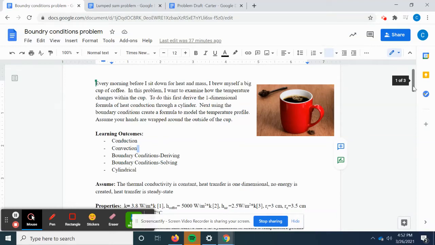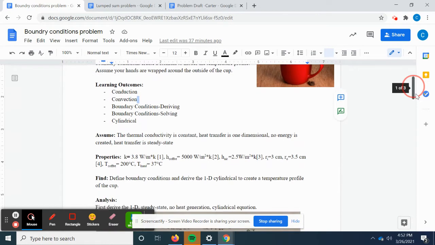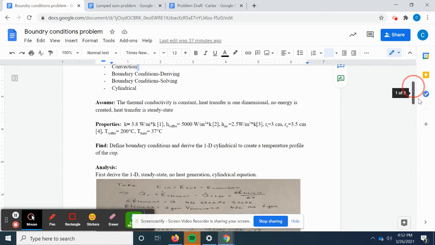This is Carter Colligan. I'm explaining my Project 2 problems turn in. My first problem, I have coffee inside of a cup and then my hand on the outside of the cup. I'm going to determine the temperature profile of that cup. This problem covers conduction, convection, boundary conditions, deriving, solving, and cylindrical coordinates.